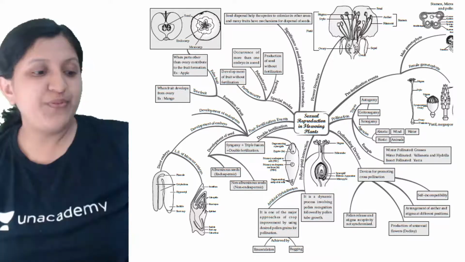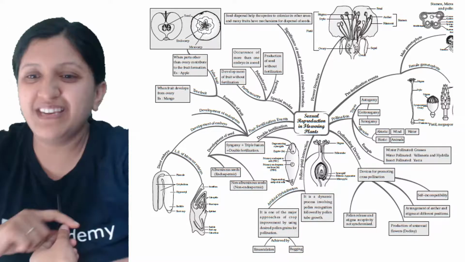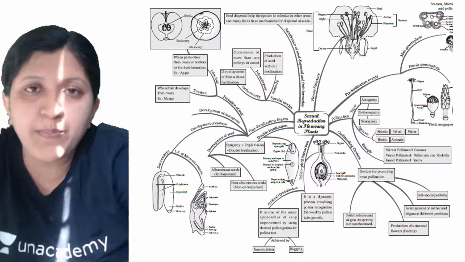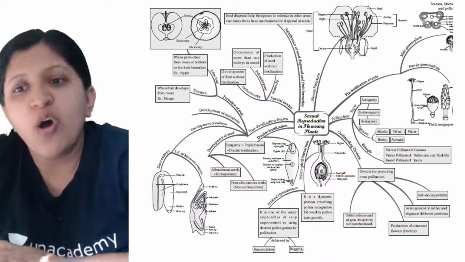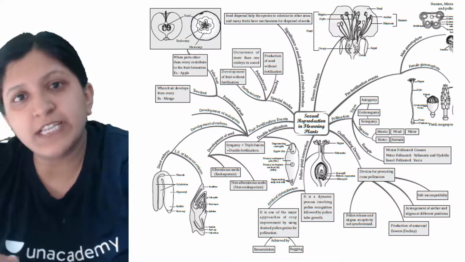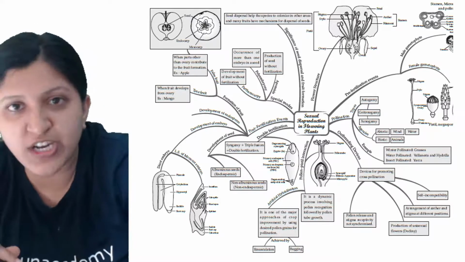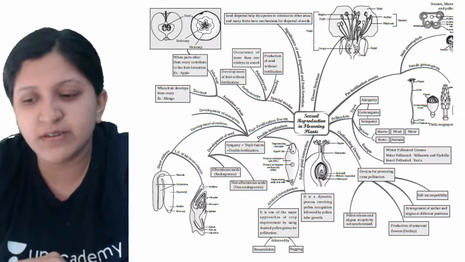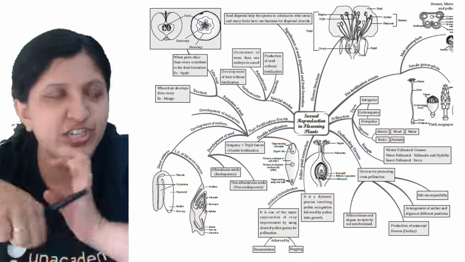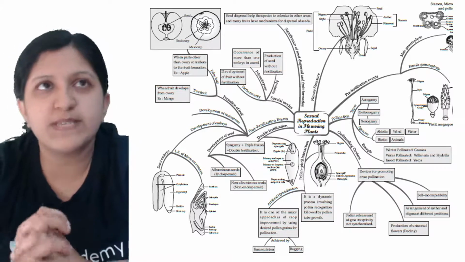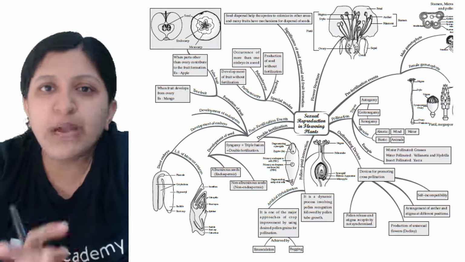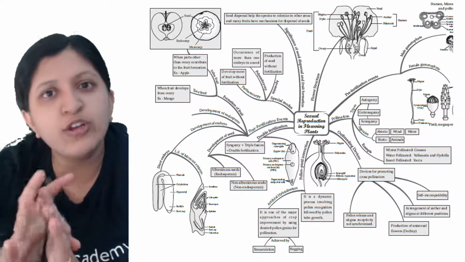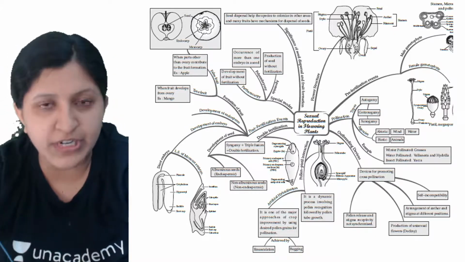Okay, so before I start, let me show you this mind map. This is the overall mind map of the chapter, that is how exactly sexual reproduction occurs in flowering plants. So that is mainly pollination and fertilization. Okay, so angiosperms. In today's session, we'll be mainly highlighting the concept of pollination and fertilization.